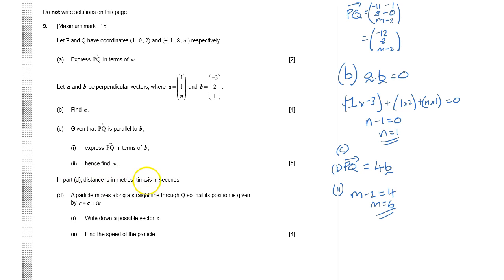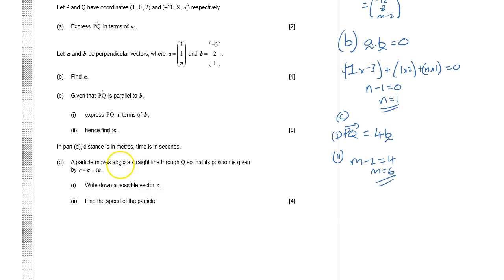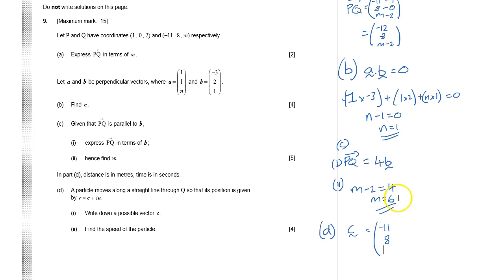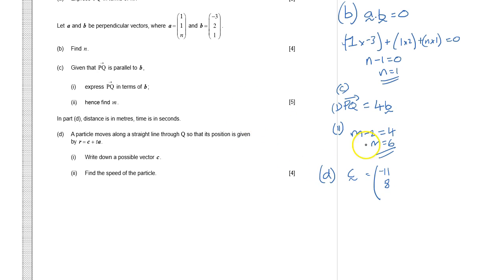In part D, the distance is in meters and the time is in seconds. A particle moves along a straight line through Q, so that its position is given by r equals c plus t times a. Write down a possible vector c. So what are the possible vectors for c? Well, the easiest thing to see is that it's going through Q, and if we have a look up the top there, we've got Q, (-11, 8, m). So by far the easiest option is to let vector c be that point Q, and m we figured out before was 6. Let's scroll up a little bit there. Oh, just above there, m equals 6, that's it.